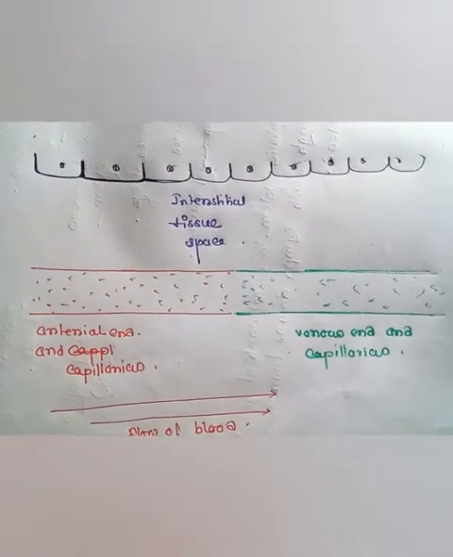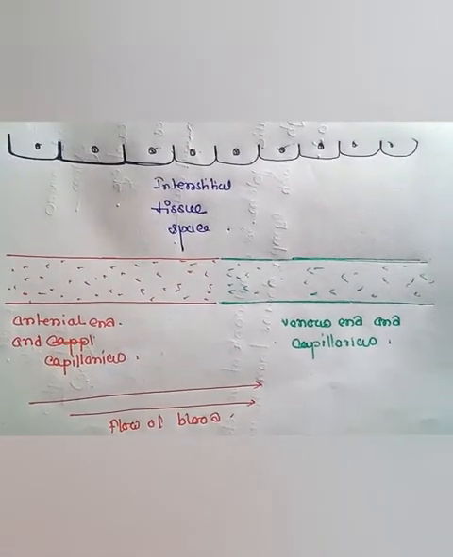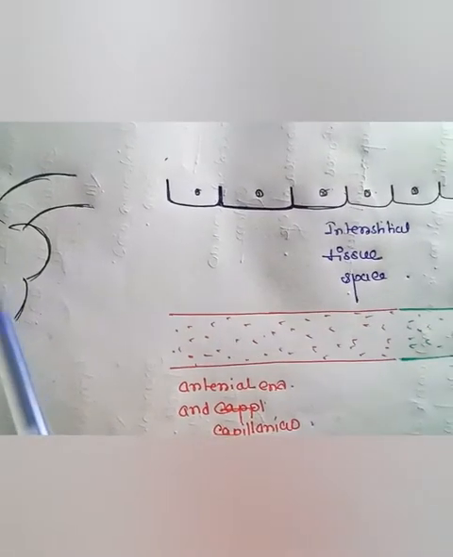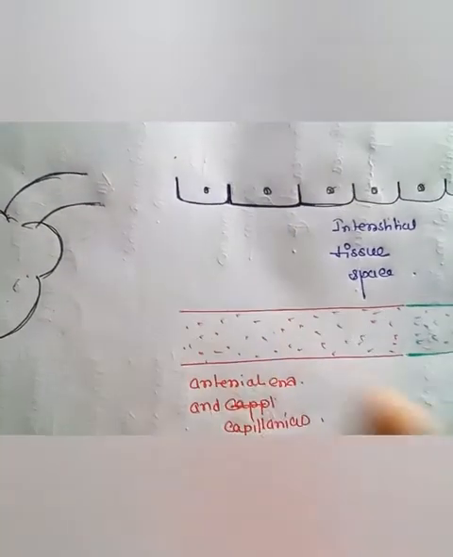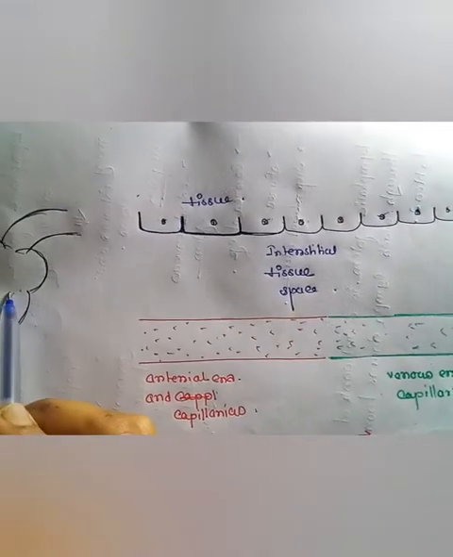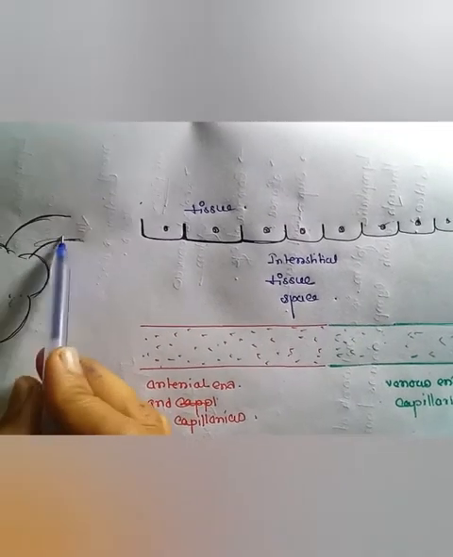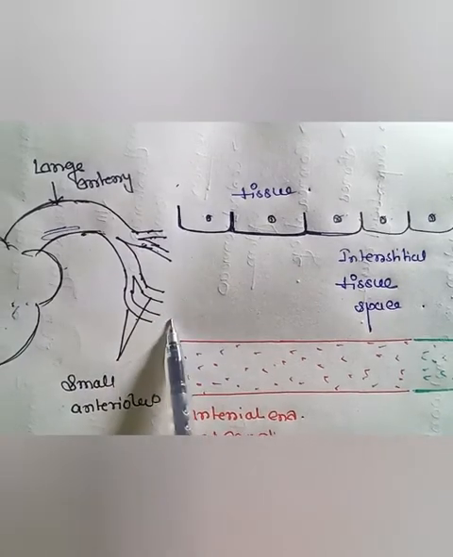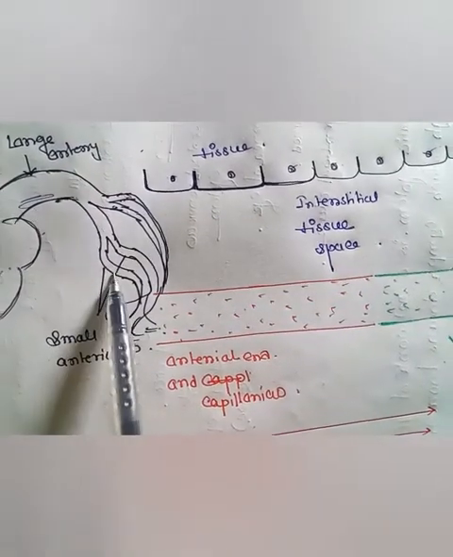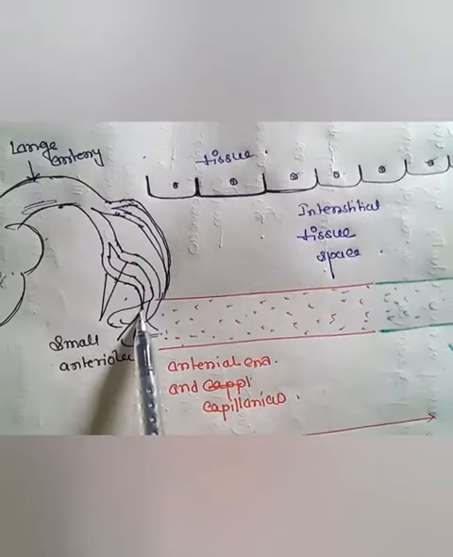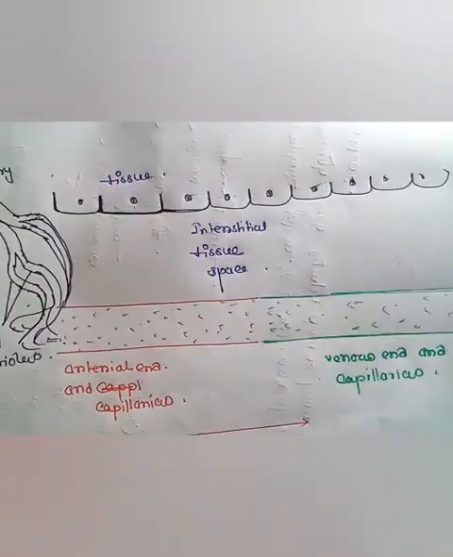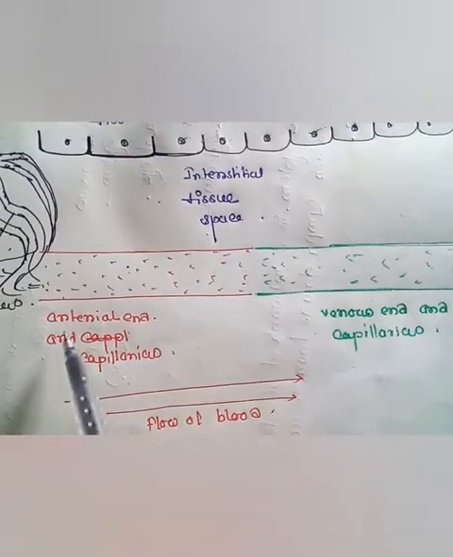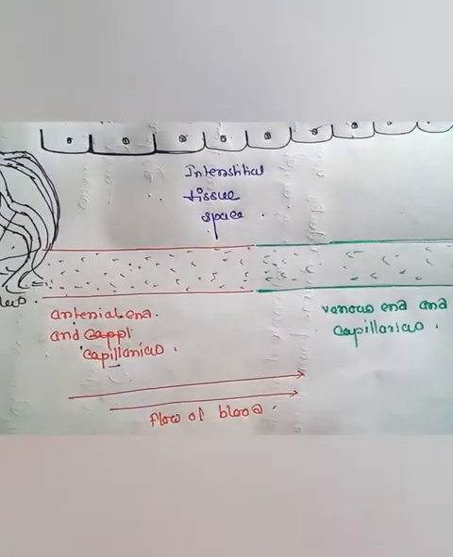I will discuss how it occurs. In our body, there are many arteries through which blood flows from the heart to the tissue. From the heart, blood flows through the large artery. Then it divides into small arterioles. These small arterioles also divide into many capillaries, and these capillaries go into the tissue. This is the arterial end of the capillaries.